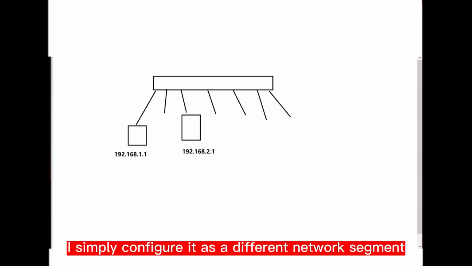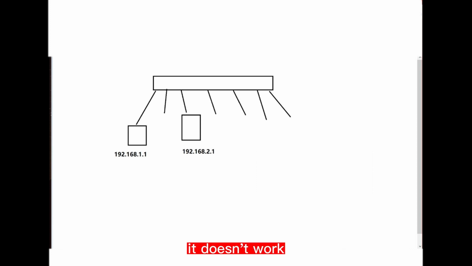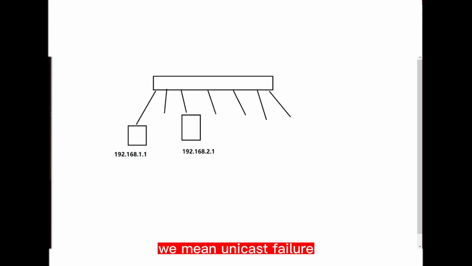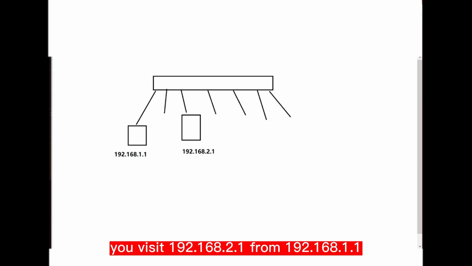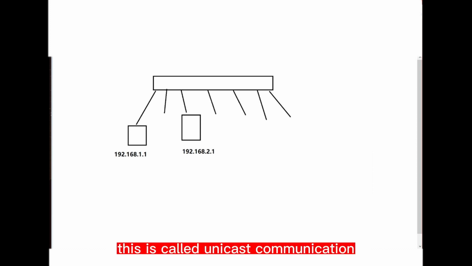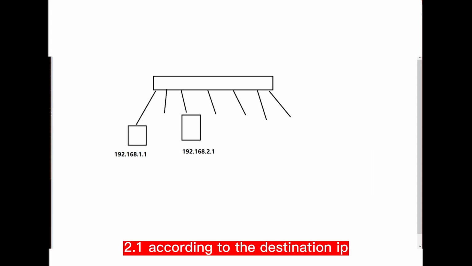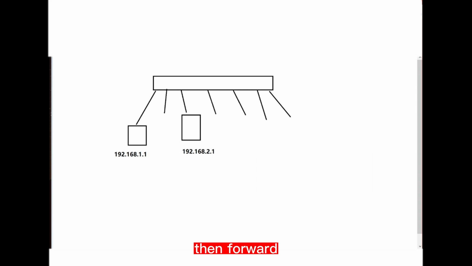I simply configure it as a different network segment. It doesn't work. So everyone should know, communication between different network segments, we mean unicast failure. You visit 192.168.2.1 from 192.168.1.1. This is called unicast communication. Then it is the three-layer routing and forwarding, according to the destination IP 2.1, to query the routing table on the gateway. Then forward. It is a unicast forwarding.